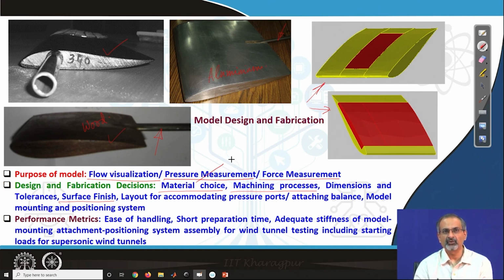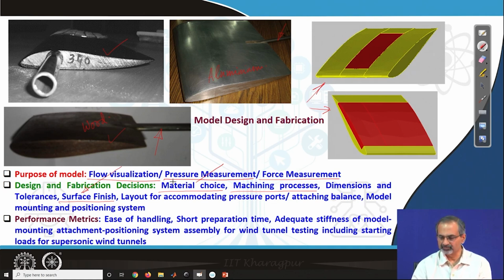Also, the stiffness of the model matters a lot because the loads on the model will be significant. If you are doing some experiments on, say, flow transition and turbulence, then you need to have extremely high surface finish if you are looking at a smooth surface on which you have to perform the experiments.